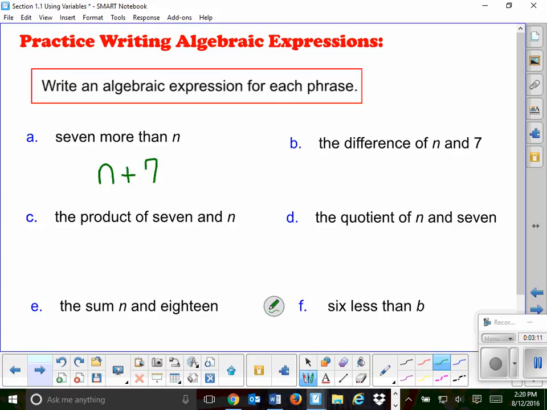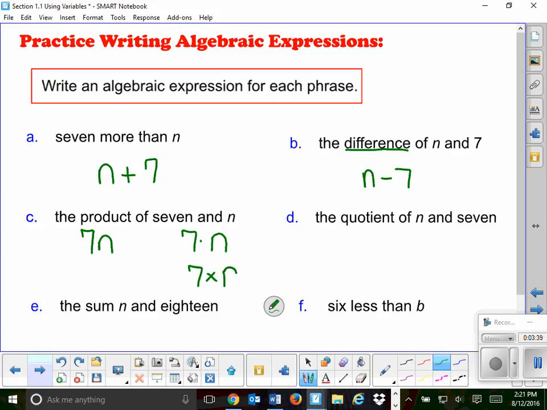The difference of n and 7, and difference is one you have to be careful with. You have to go in order. The difference of n and 7 would be n minus 7. Difference means subtraction. The next one is the product of 7 and n. There are different ways to write it. I prefer this, 7 times n. You may at times see this other way, but that's what we're trying to get away from.